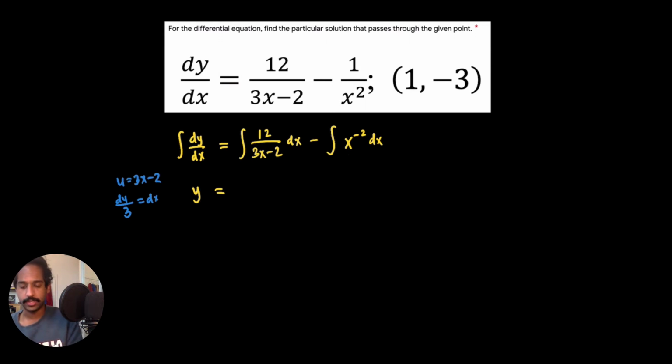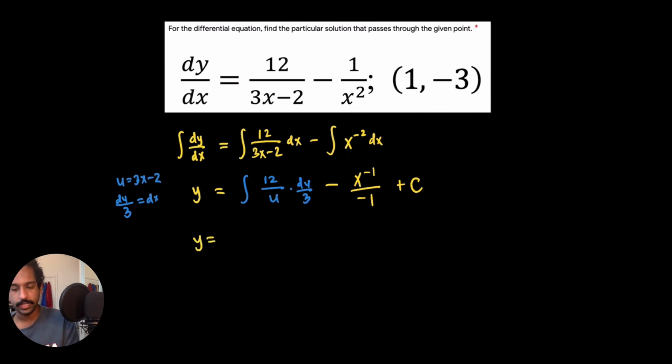So I can rewrite this as the integral of 12 over u times du over 3. And then minus the integral of x to the negative 2, which would be x to the negative 1 over negative 1. And then I'm going to write a plus c term here. Then we're going to keep going.